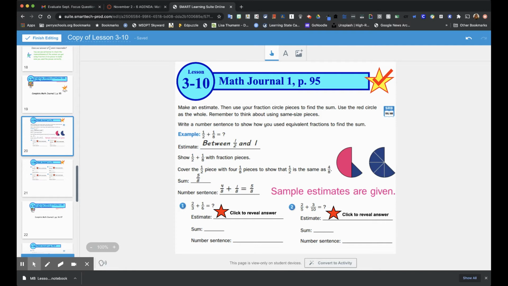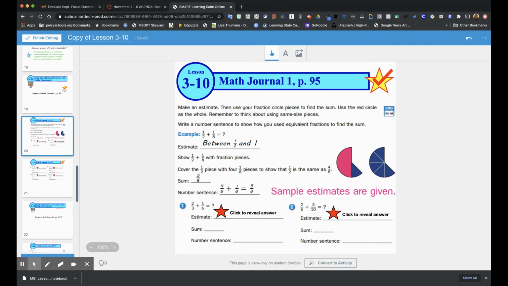So I really would like you to continue using that everyday math website e-tool and practice moving those fraction circle pieces around to help you in your understanding of how these equivalent fractions are created and how they are used to add. Take a look at the example before you begin.